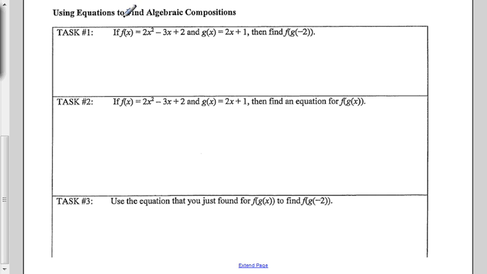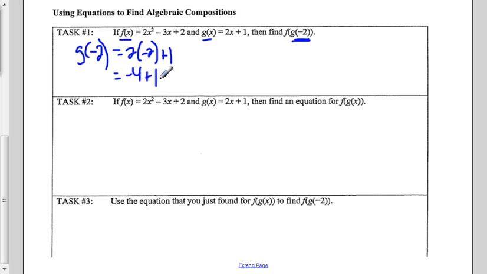Okay, the next part wants us to use equations to find these algebraic compositions. So again, start from the inside. So we want to find g of negative 2. And again, they give us f of x and g of x. And all three of these tasks are kind of related, with task 3 putting together task 1 and task 2. So when I want to find g of negative 2, every place I see an x, I'm going to substitute in negative 2. Negative 4 plus 1 is going to be equal to negative 3.